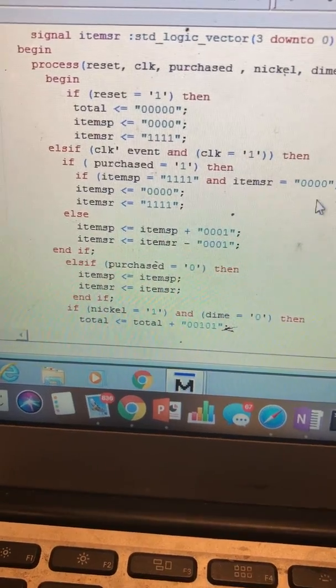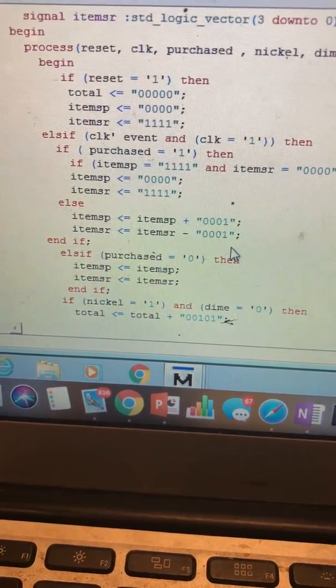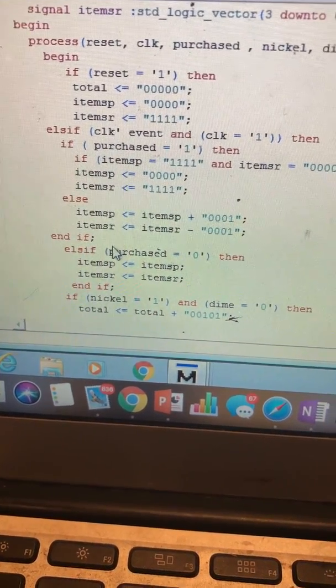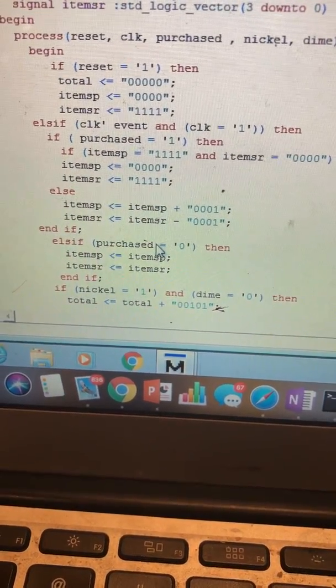If this occurrence does not happen, then we will increment items purchased and we will decrement items remaining. And if purchase is equal to 0, we will just hold those values.